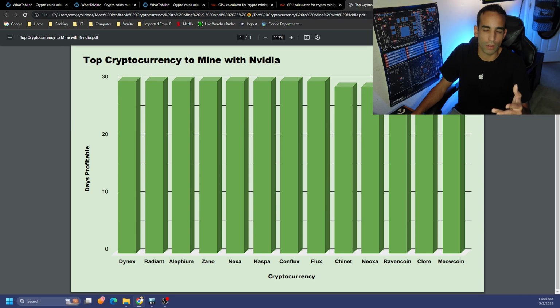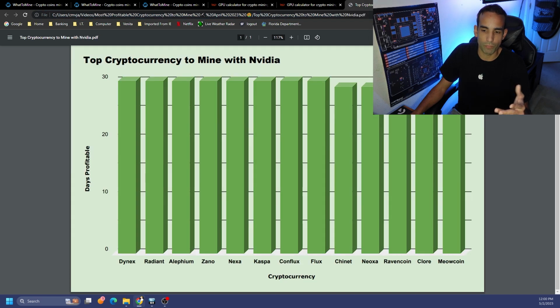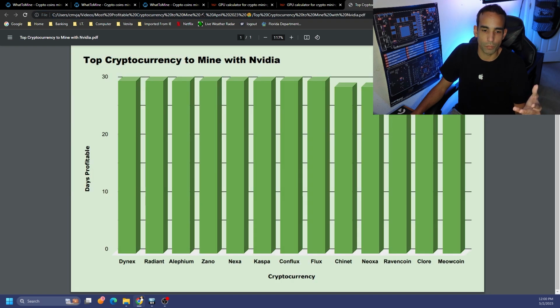Meowcoin also, while it's very low on the NVIDIA side, keep an eye on that one because it's been doing really good on the AMD side and really good on NVIDIA recently. But can it sustain? That's the biggest thing for me. So some of the ProgPoW coins, whether it's Ravencoin, Neoxa, Clore, Meowcoin, keep an eye on those guys. But Radiant, Alphium, Dynex, which didn't do too well on the AMD side, did really well on NVIDIA. So that's not going to be your mixed rig setup.